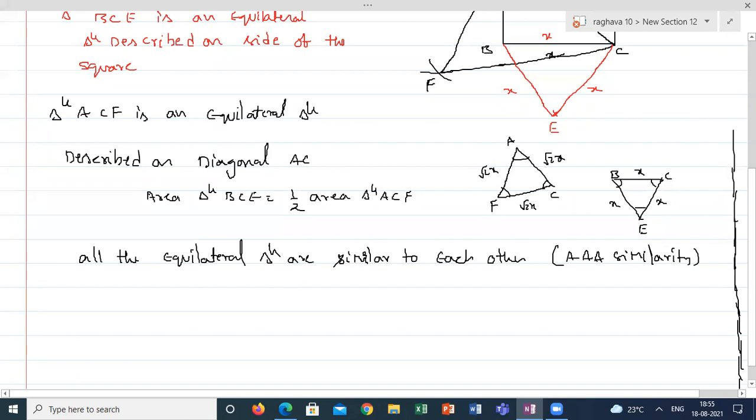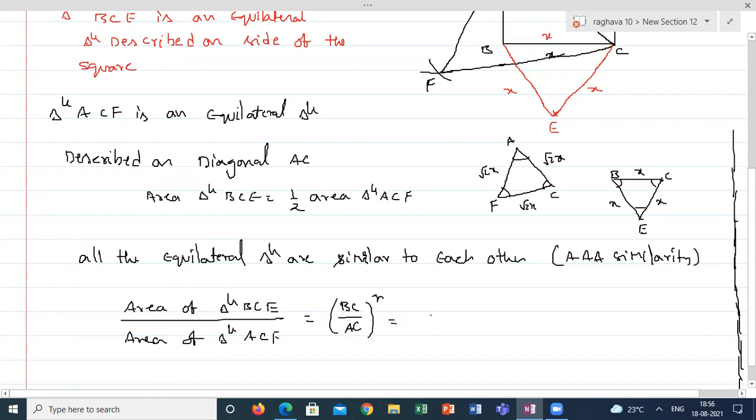Now, I'm considering the side of the square is x. Then each side of the triangle AFC is root 2 x. Each side of the triangle BCE is x. So if I know the two triangles are similar to each other, then the area of triangle BCE divided by area of triangle ACF will be equal to, take any side, BC by AC, BC by AC whole square.